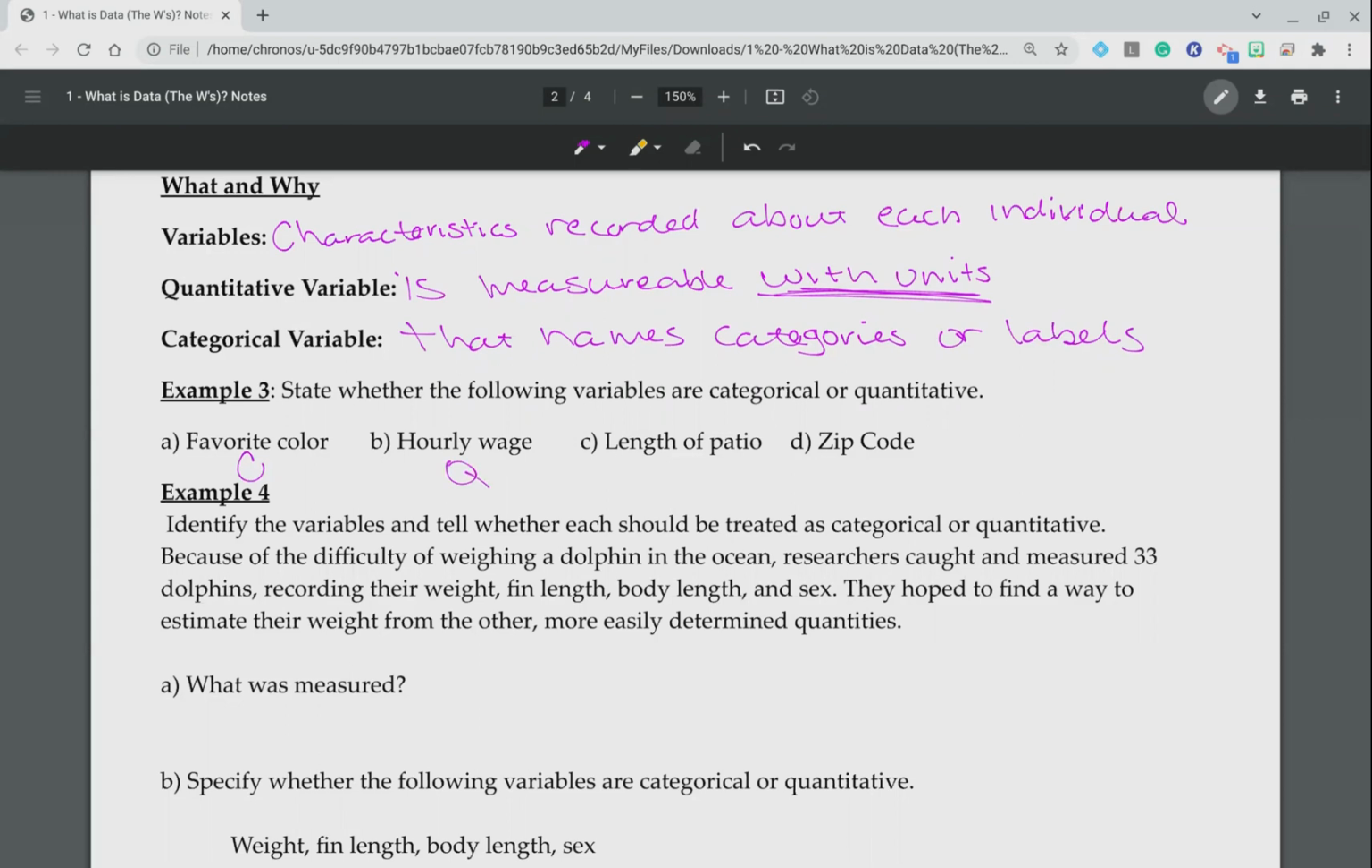The length of my patio, let's say my patio is 10 feet long. Feet is my units, therefore that would be quantitative. And then my zip code, 60013 is the zip code in Cary. There are no units there, that's just a number, so therefore that is categorical.